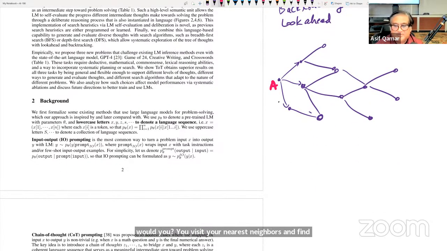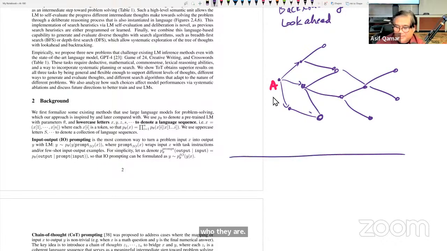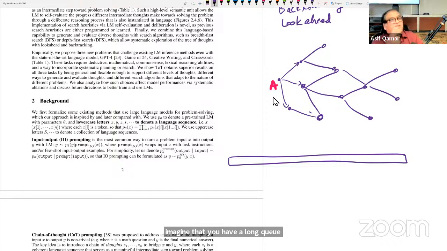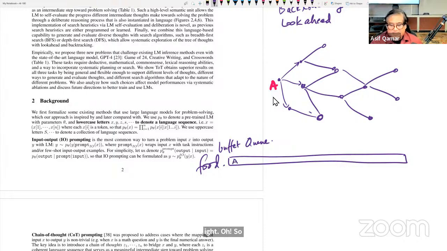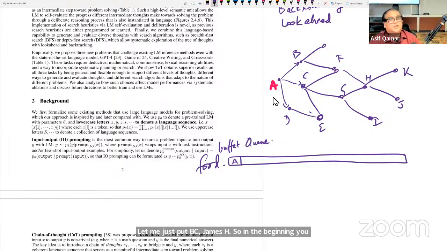So you create a list. The way you do that is, imagine that you have a long queue. The way I like to think about it is that this is your buffet queue. Who gets to eat first? So the first node, A, is put here. Let me just put B, C, D, E, F, G, H, I, J, K. In the beginning, you get A in the queue. You start at A. So A has had food.